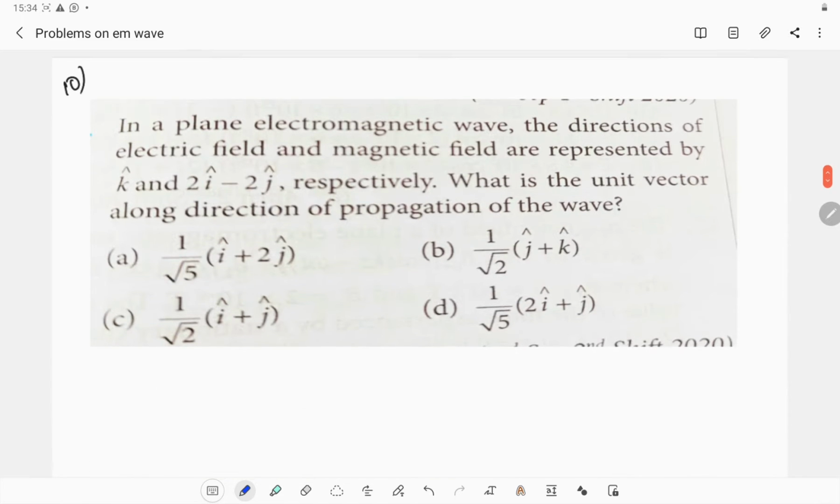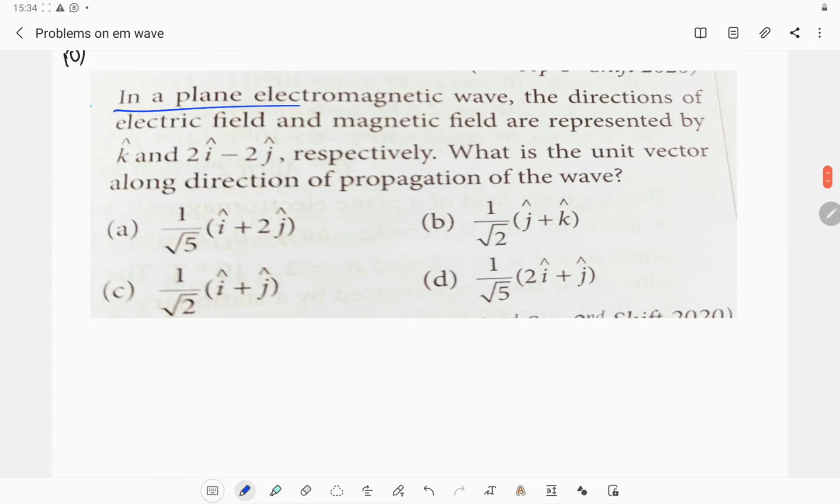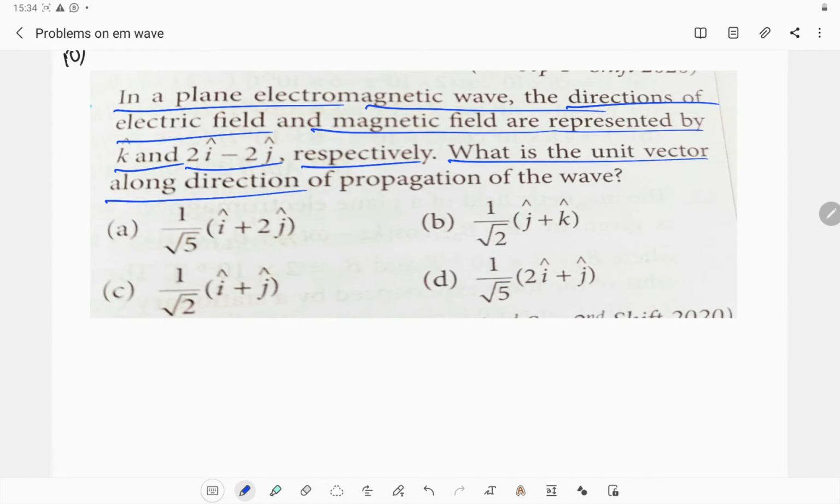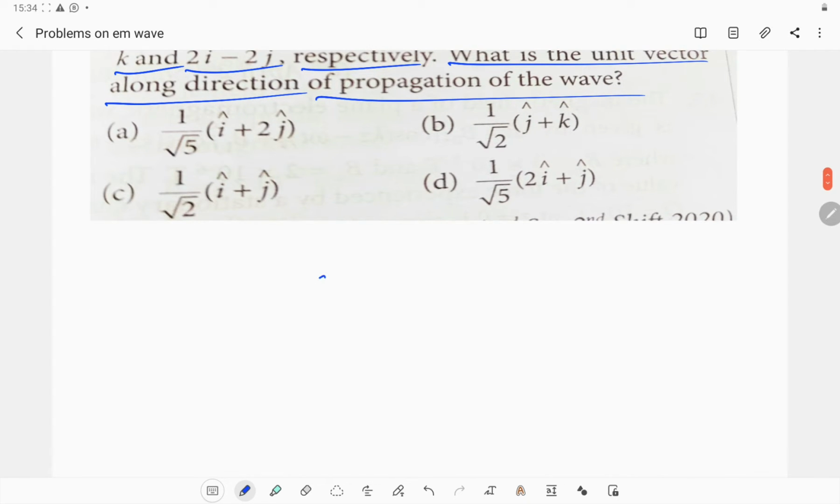Next, problem number 10. A plane electromagnetic wave, the direction of electric field and the magnetic field are represented by k cap and 2 i cap minus 2 j cap respectively. What is the unit vector along the direction of propagation of the wave? So here the direction of the wave is in the direction of the Poynting vector, that is S bar is equal to E bar cross B bar, but you have to find out the unit vector S cap.